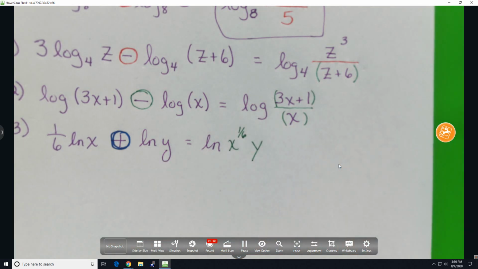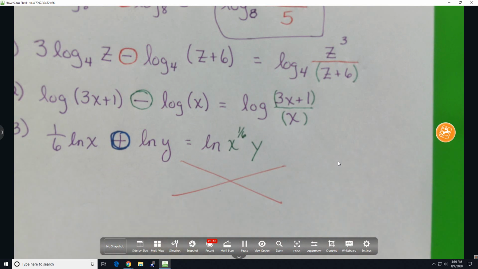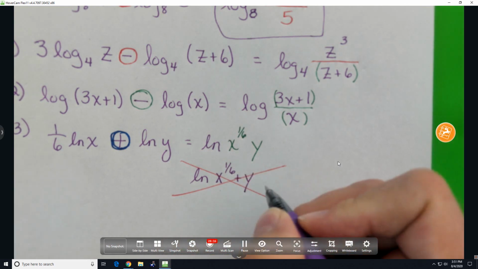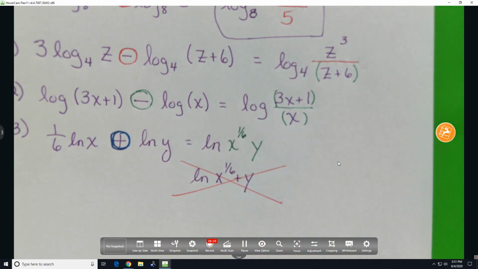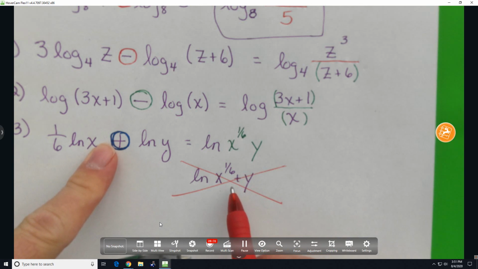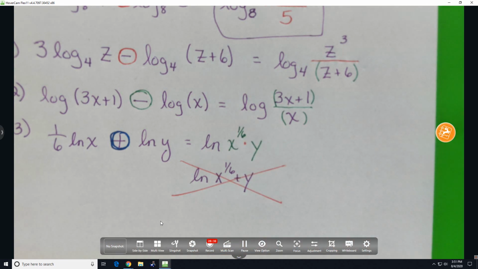Do not put a plus in between them. This is wrong, what I'm about to write. I'll put a red X. If you try to do something like this, ln x to the 1/6 plus y, that's wrong. It'll count it wrong. Why? Remember, you separate at multiplication and division, not at addition or subtraction. If you have a plus there, could you expand it to get what we have here? Well, no. If you were going to put a symbol, it would have to be one of those multiplication dots. But when we type it in, we're not going to put a symbol. Just ln x to the 1/6 y.